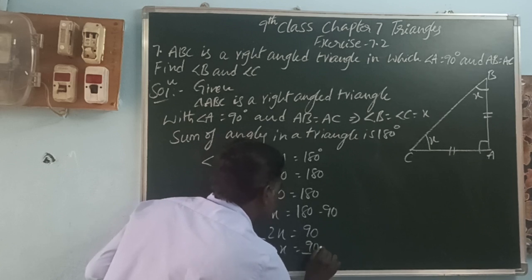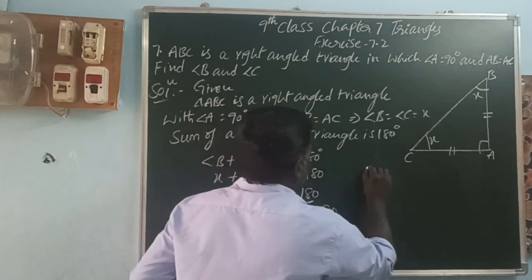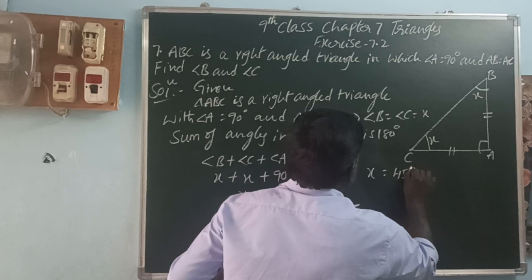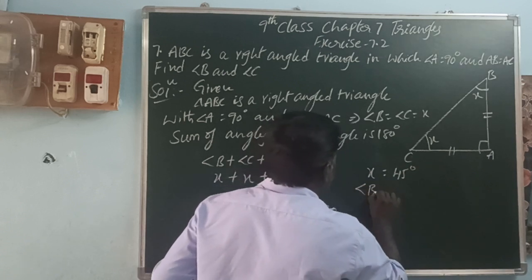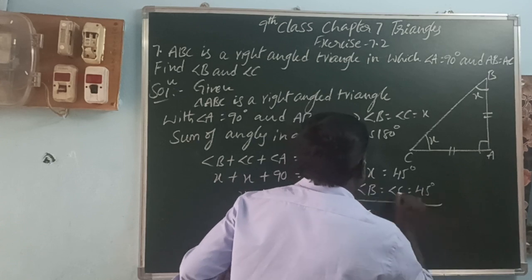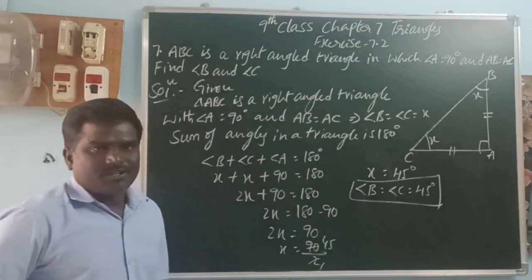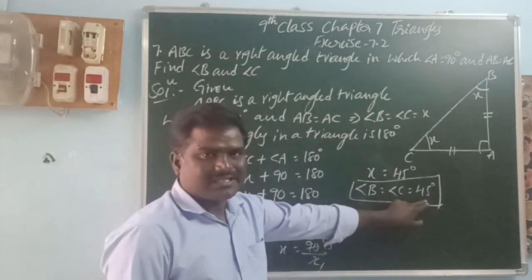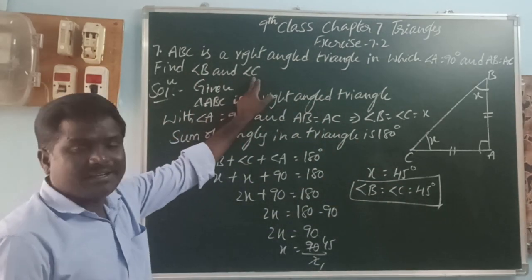So x is equal to 45. So x is how much? 45. So angle B is equal to angle C, so the angles B and C are equal. So each angle is how much? 45 degrees. They ask me to find angle B and angle C.